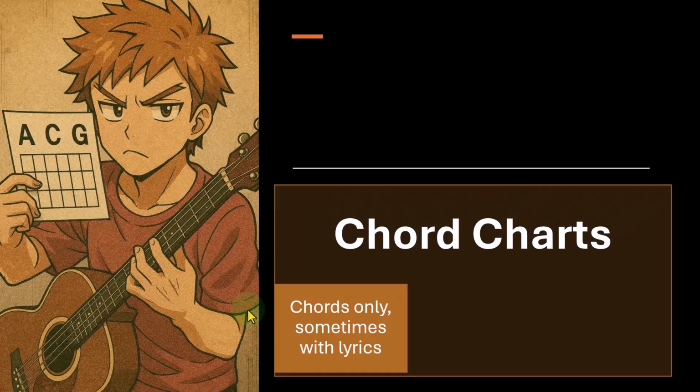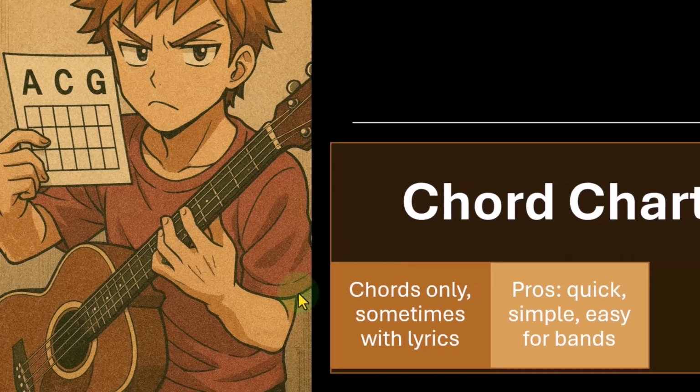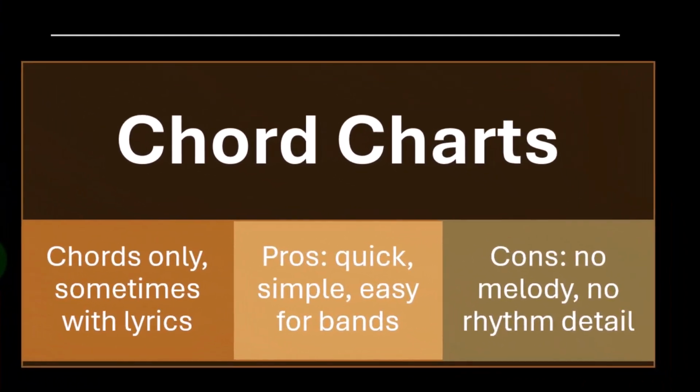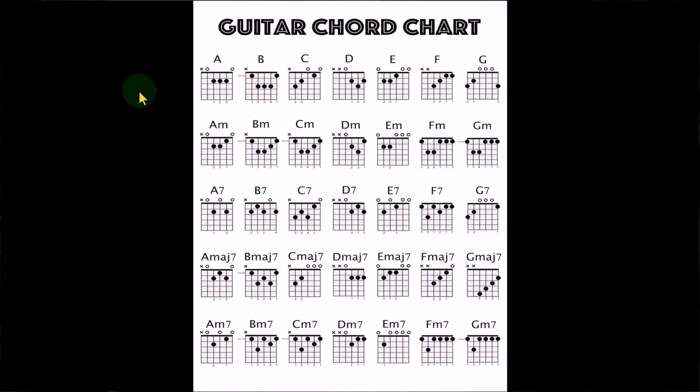So we have chord charts. Chords only, sometimes with lyrics. The pros: quick, simple, easy for bands. The cons: no melody, no rhythm, and little detail. So chord charts are kind of like a thesaurus for guitarists.